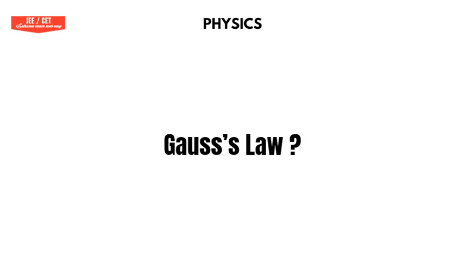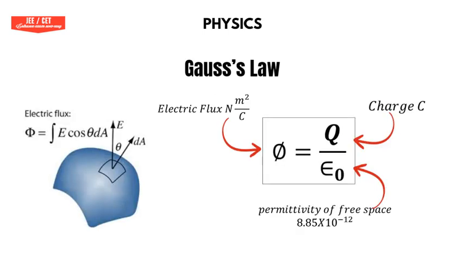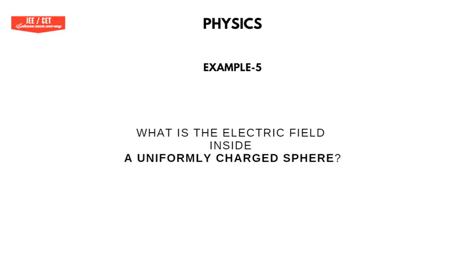Let us dive into Gauss's law. Gauss's law states that the total electric flux through a closed surface is proportional to the charge enclosed within that surface. Mathematically, Gauss's law is expressed as phi equal to q upon epsilon 0, where phi is the electric flux, q is the charge, and epsilon 0 is the permittivity of the space. We shall understand Gauss's law with an example. We shall calculate the electric field inside a uniformly charged sphere.